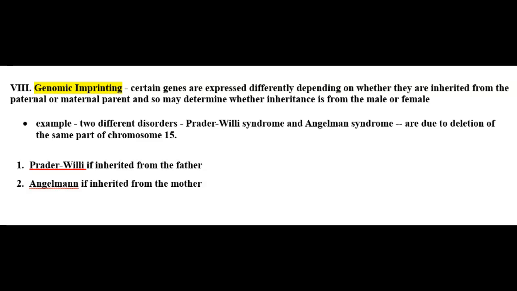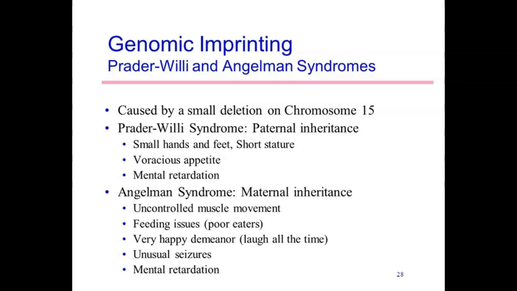However, they actually produce two different syndromes, though you might expect them to be the same. Prader-Willi if it's inherited from the father, Angelman if it is inherited from the mother. And we can see they're actually quite different syndromes. Again, they're caused by the same deletion on chromosome 15. If the problem is from the father, Prader-Willi syndrome, small hands and feet, short stature, huge appetite, mental retardation. If the problem is from the mom, uncontrolled muscle movement, feeding issues, so they're not very good eaters, so that's quite the opposite. Very happy to meet her, laugh a lot, unusual seizures, and mental retardation.